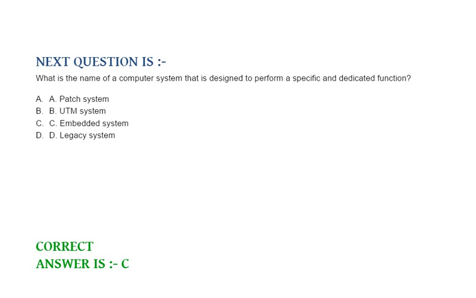Next question is what is the name of a computer system that is designed to perform a specific and dedicated function? Option A. Patch system. Option B. UTM system. Option C. Embedded system. Option D. Legacy system. Correct answer is option C.